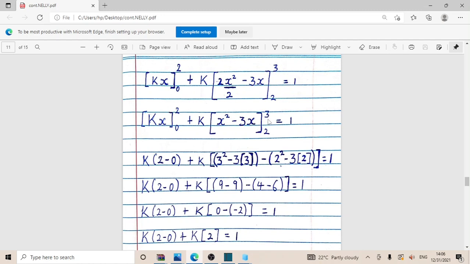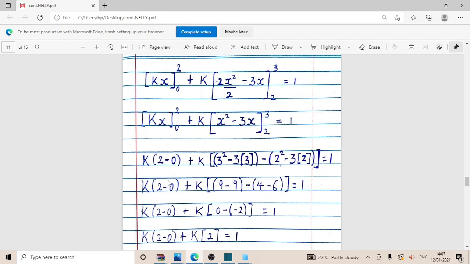So I'm always going to start with this upper limit. So I bring this and I drop it into the whole of this, and then I also minus the lower limit, which I would need to drop into the whole of this. So it's going to be 3 to the power 2 minus 3 times 3, and then minus the lower limit, which is 2 to the power 2, minus 3 times 2, then brackets, then I close it off, which is equal to 1.